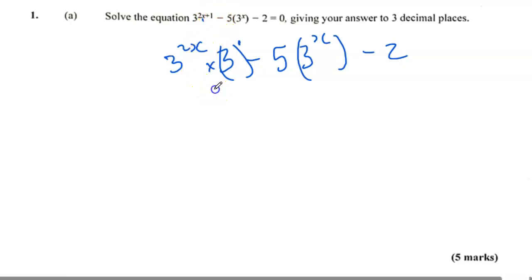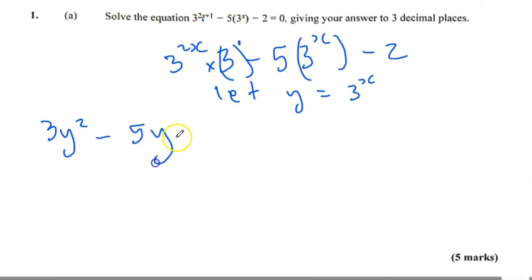So we can let y be equal to 3 to the power of x, which means this will be y squared times 3, or 3y squared, minus 5y minus 2 equal to 0. And of course we can solve by factorizing.